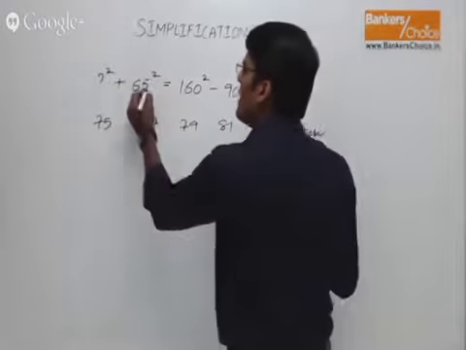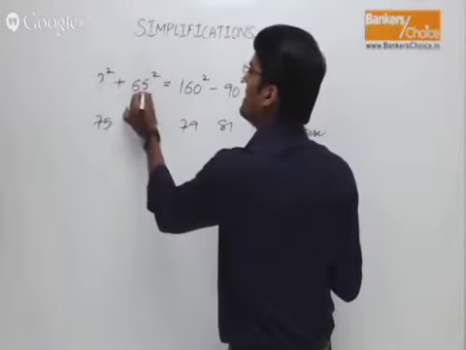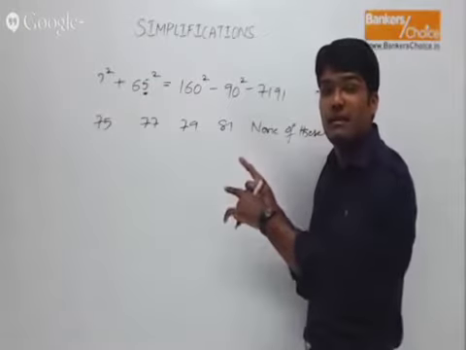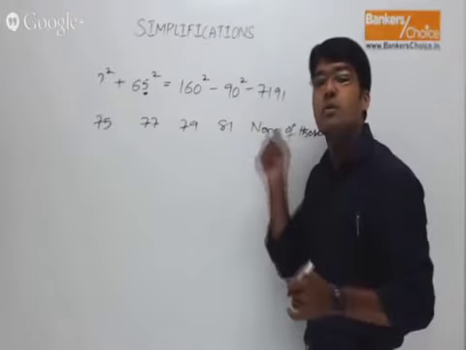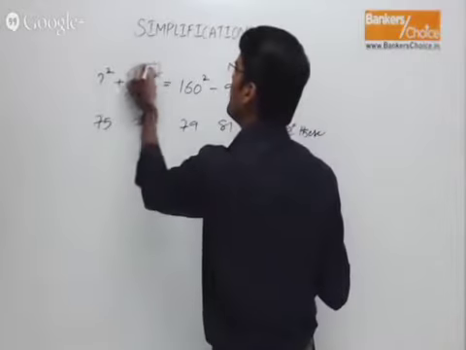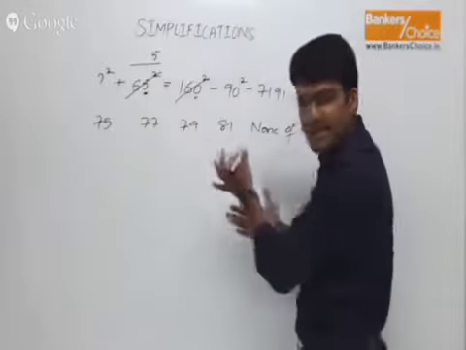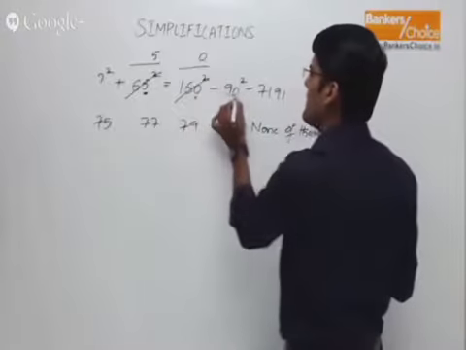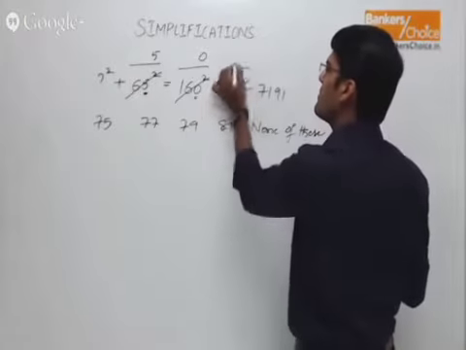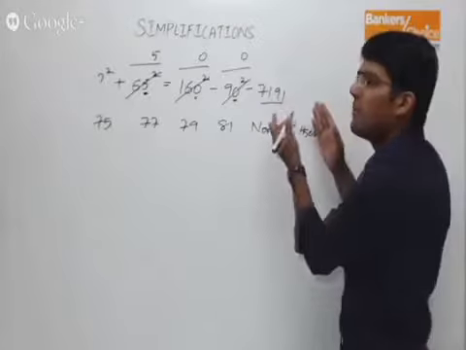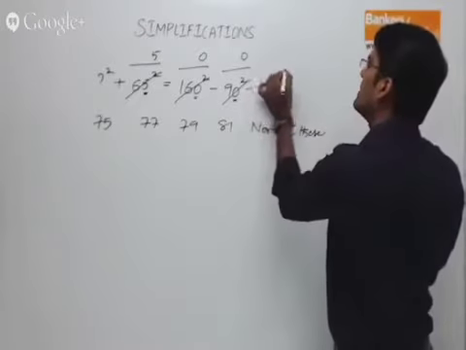Now, 5 square, when a number ends in 5, you very well know this from the speed maths video. When a number ends in 5, its square always ends in 5. So I know that this number is going to end in 5. When a number ends in 0, its square always ends in 0. So this number is going to end in 0. And this is a simple direct number there, which ends in 1. So this number ends in 1.